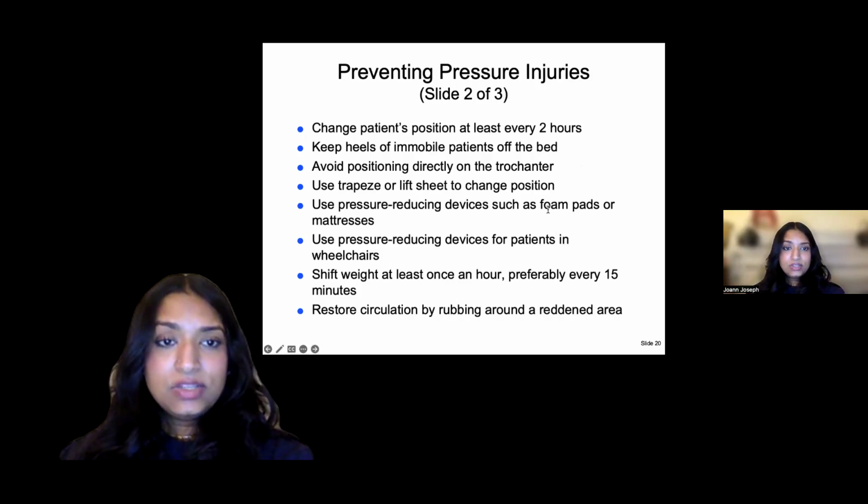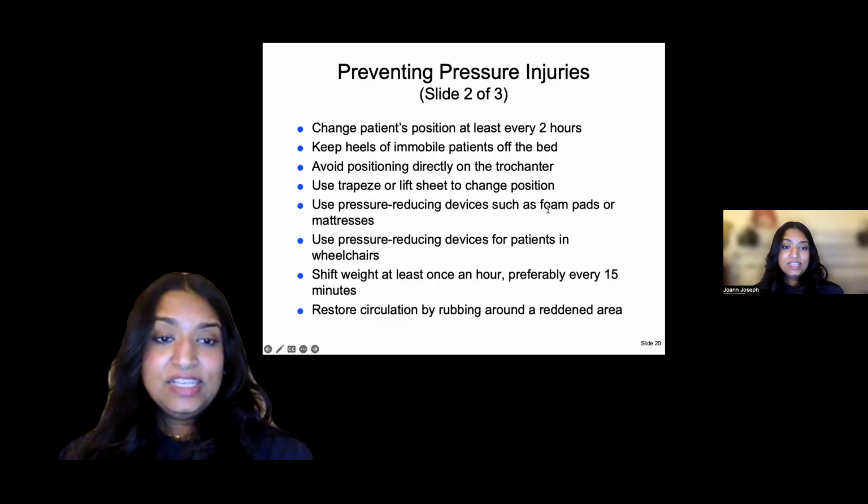Avoid positioning directly on the trochanter. Use trapeze or lift sheet to change position. Use pressure reducing devices such as foam pads or mattresses. Use pressure reducing devices for patients in wheelchairs. Shift weight at least once an hour, preferably every 15 minutes.